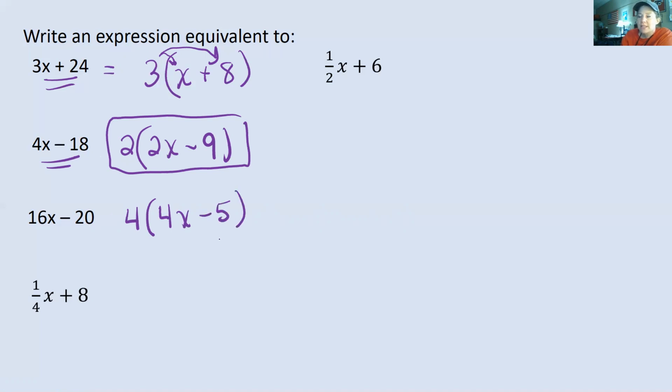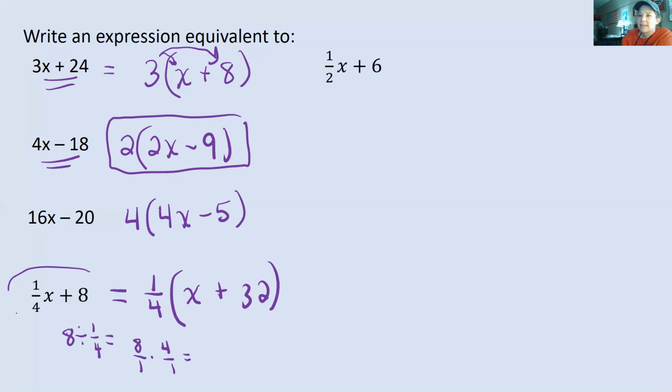All right, I hope you guys try the next two on your own. So we can divide everything by 1/4. So 1/4 x divided by 1/4 is x. And we want to know what is 8 divided by 1/4. Well, that's where we keep it, change it, flip it, and we actually get positive 32. Now, when we distribute the 1/4, 1/4 times x is 1/4 x, and then 1/4 of 32 is 8. So these are equivalent.